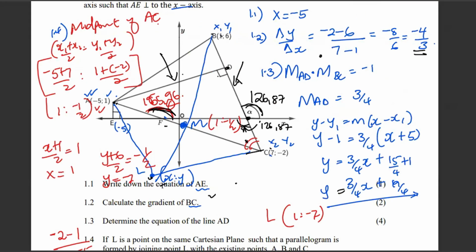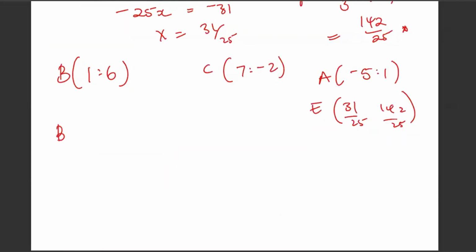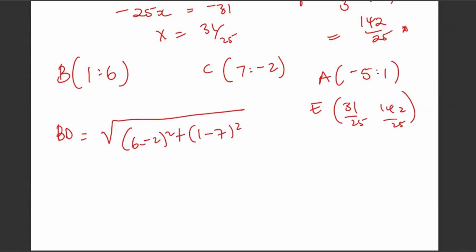Okay, so if that is true, then I need to find the distance BC. So it's going to be 6 minus 2 squared plus 1 minus 7 squared. Punching this into the calculator, it's going to give me that squared plus that, which is just 10 units.